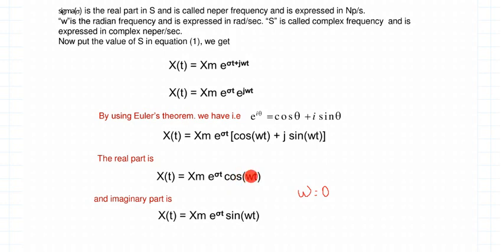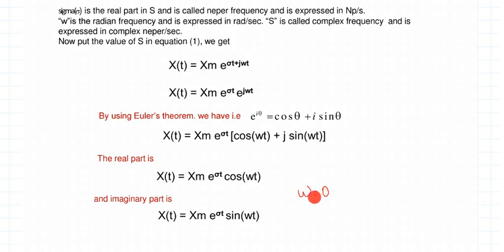So the real part reduces to only x(t) equal to Xm e raised to sigma t. There are only these two terms involved now, since cos of 0 becomes 1. This is my real part. So the real part now has only the term x(t) equal to Xm e raised to sigma t when I put omega equal to 0.